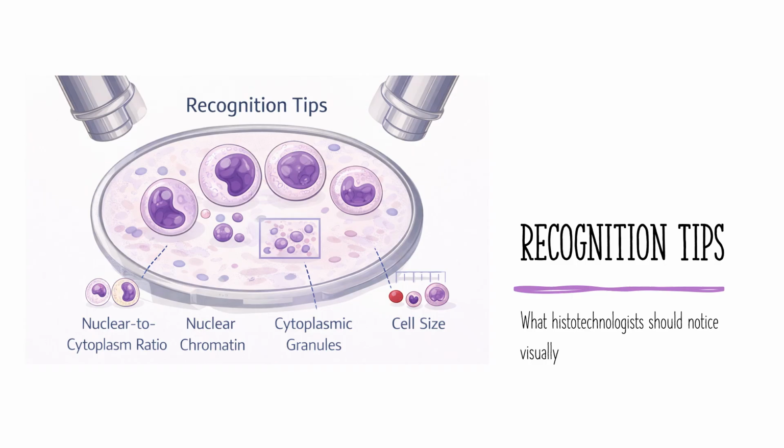So rather than asking, what cell is this? Train your brain to ask, what developmental direction is this cell moving in? That question turns morphology into a logical process instead of memorization, and that's the skill that makes histotechnologists efficient and accurate.